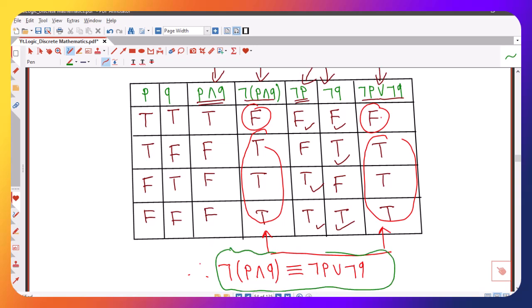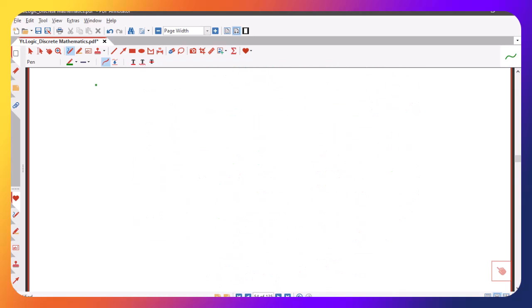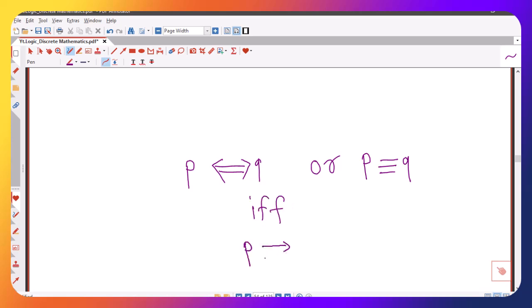We will find out columns corresponding to given compound propositions, and if those two columns agree in a truth table, then they are logically equivalent. But we will remember this remark that two propositions P and Q are logically equivalent. We can denote by these two different symbols, that is P and Q are logically equivalent if and only if this biconditional, that we can denote by this notation also, is a tautology.